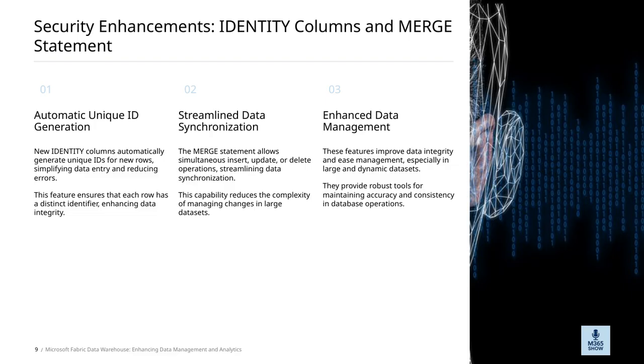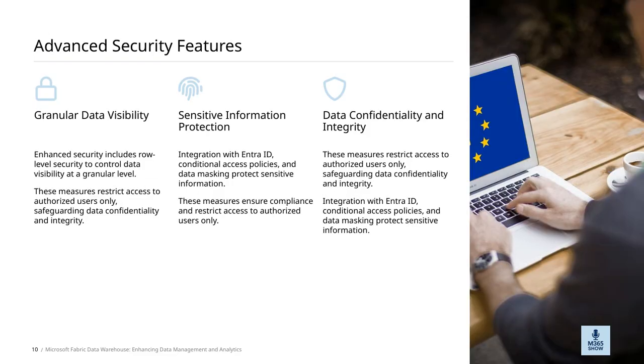Now, let's talk about the advanced security features in Microsoft Fabric Data Warehouse. These measures are all about ensuring that only authorized users can access the data, which is crucial for maintaining data confidentiality and integrity. We've integrated with Entra ID, which helps manage user identities securely. Conditional access policies are in place to enforce specific rules for who can access what and under what circumstances. And to add an extra layer of protection, data masking is used to hide sensitive information from unauthorized viewers.